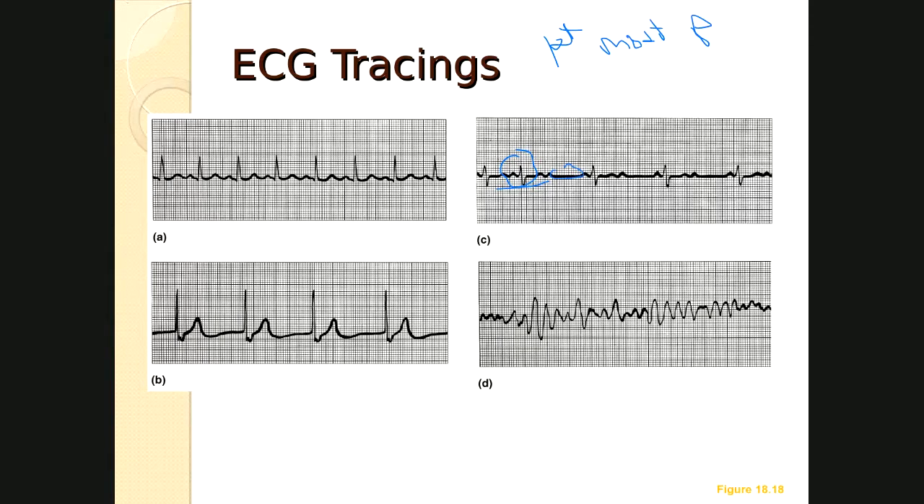Second degree, it's more severe. About half the P waves get through. And then third degree is the most severe. In other words, most of them do not get through. In fact, none of them do, actually. So first, second, third degree is just degrees of severity.